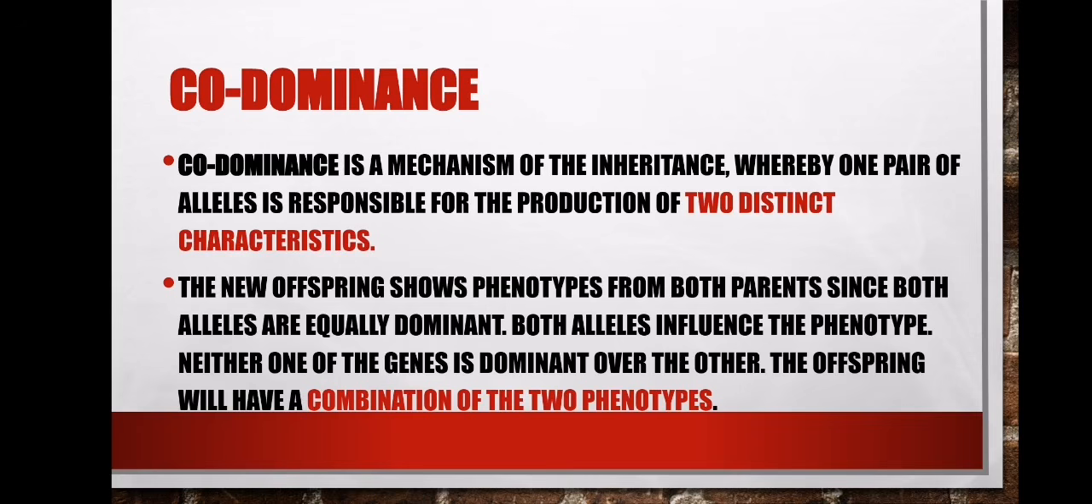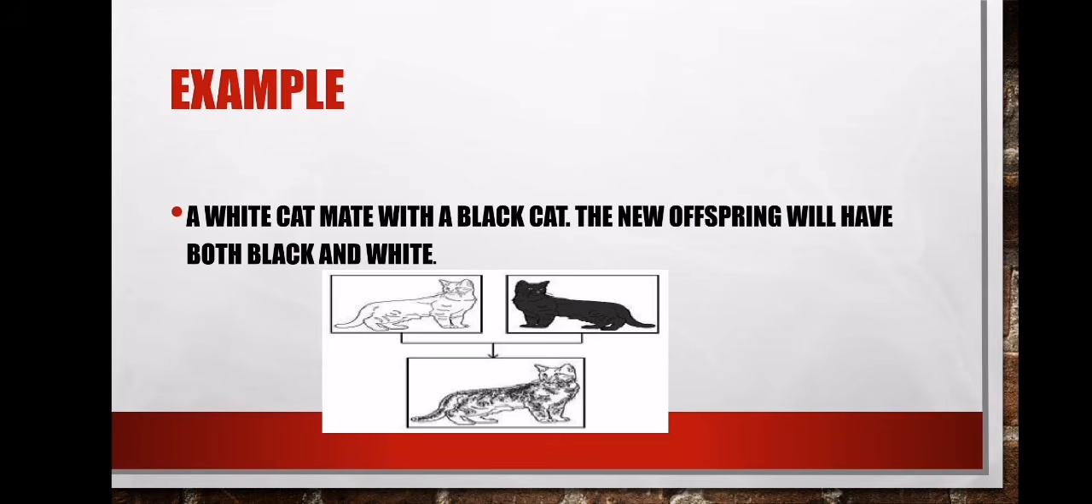So in that case, both the characteristics of the parents are visible. You can even write it down. In codominance, both characteristics of the two parents are visible on the phenotype of the offspring. Let's look at an example. You cross a white cat with a black cat. The new offspring will have both black and white. We said both characteristics of the parents are visible on what? On the phenotype of the offspring.